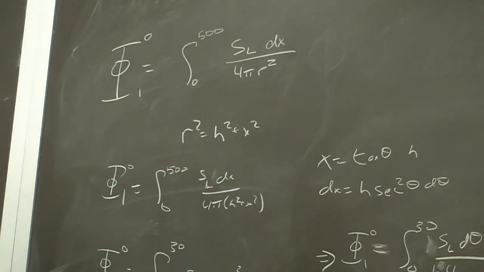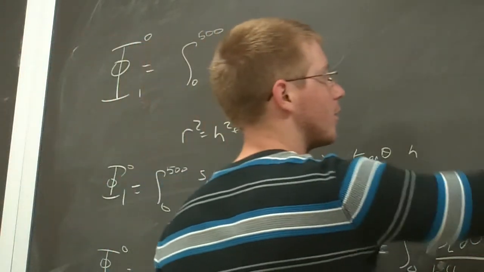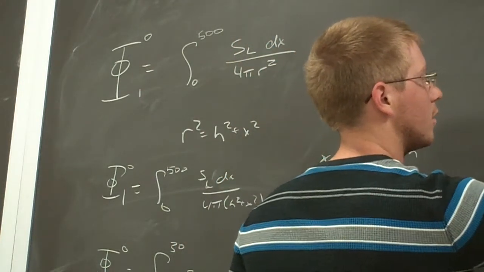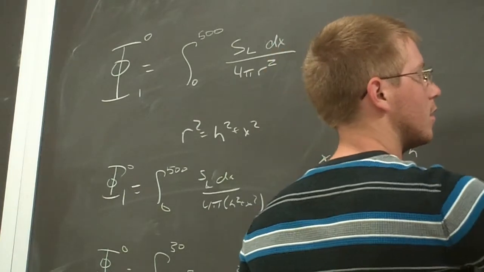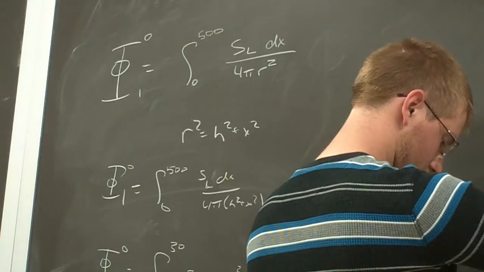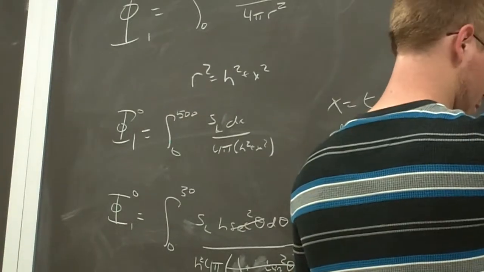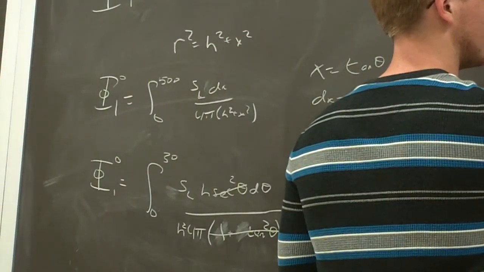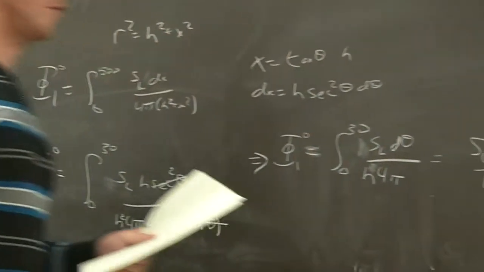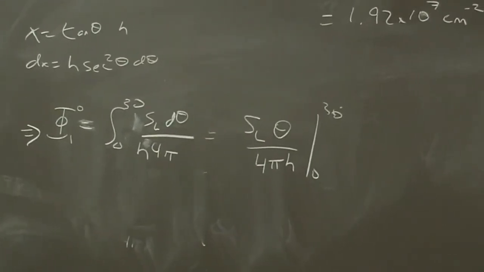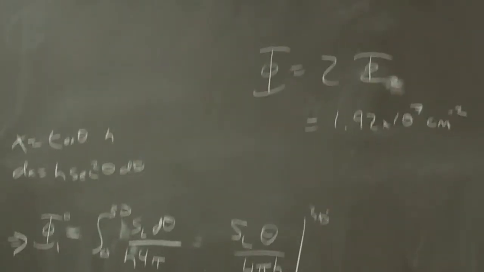Okay, so this is going to give you some value. I'm not going to tell you what the value is because I don't know. But I can tell you that whenever you multiply that value by 2, you get 1.92 times 10 to the 7 per centimeter squared. So lots of photons in there. Is that 10 to the 7? That's 10 to the 7.